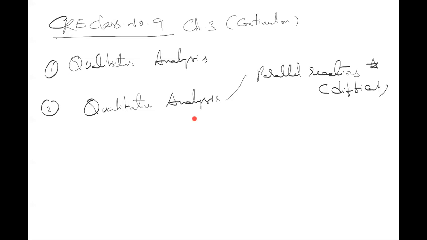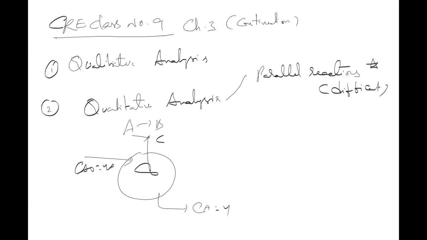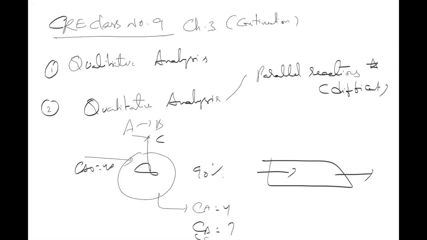In quantitative analysis, yesterday we did parallel reactions. If you have a CSTR, and a reaction, let's say A gives B, A gives C, CA naught is equal to 40, then CA is equal to 4, that means conversion is 90%, then what is CB, what is CC? Similarly, for PFR also we have done the same thing. That is what we have done as a part of quantitative analysis. Clear? Any doubts on yesterday's class?